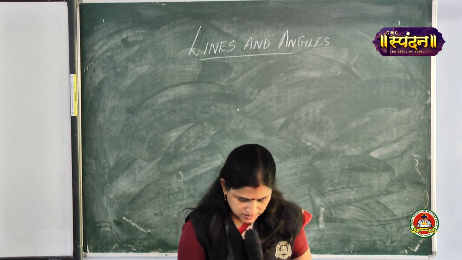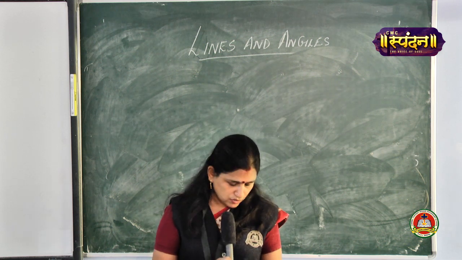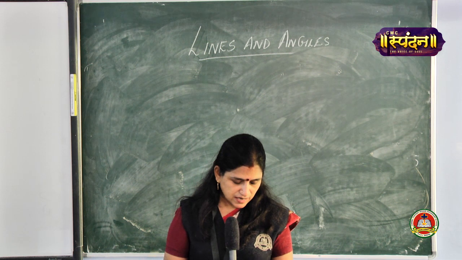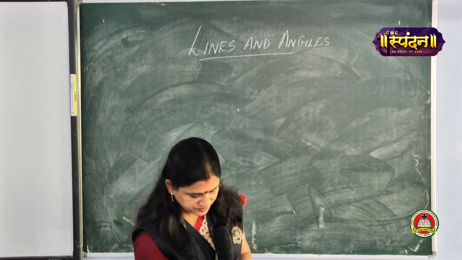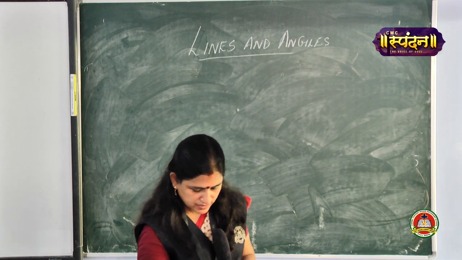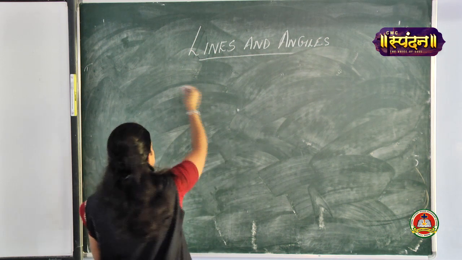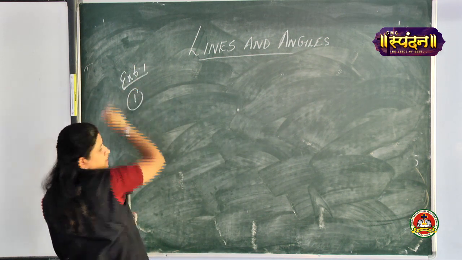Now, take out your exercise 6.1. Let me read the question. See the figure also. Lines AB and CD intersect at O. You are having two lines over here, AB and CD. Exercise 6.1, question number 1.